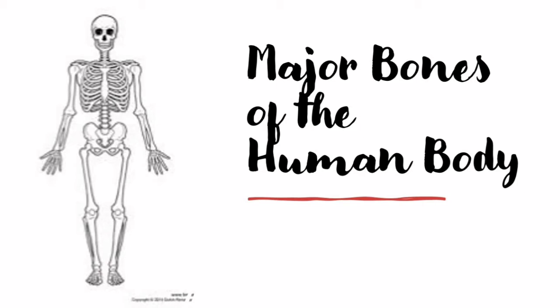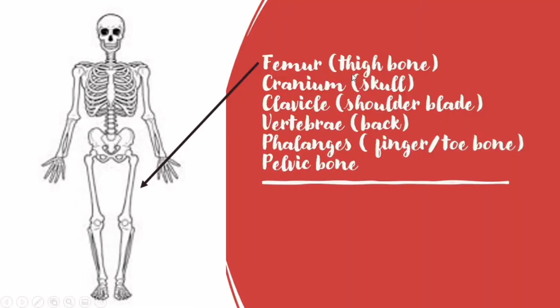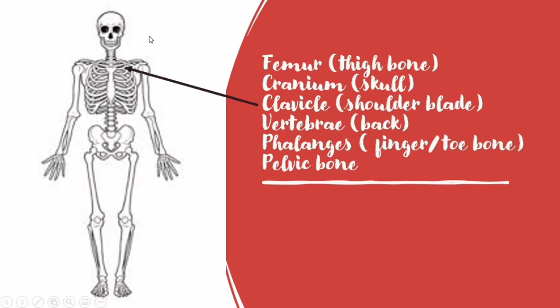Let's move on to the major bones of the human body. First is the femur or the thigh bone, cranium or the skull, clavicle or the collarbone, vertebrae or the spinal column at the back, phalanges, the finger and the toe bones, pelvic bone.